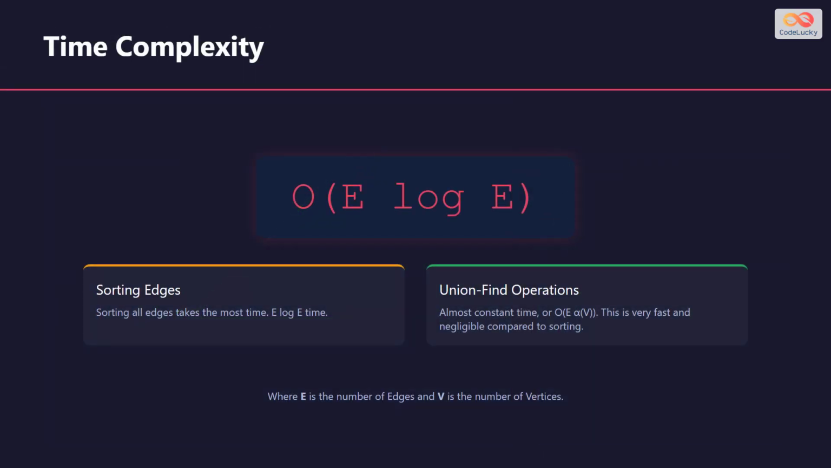The efficiency of Kruskal's algorithm depends largely on the sorting step. Sorting E edges takes O of E log E time. The union find operations are nearly constant time, making them negligible compared to the sorting. Therefore, the overall time complexity is determined by how fast we can sort the edges.